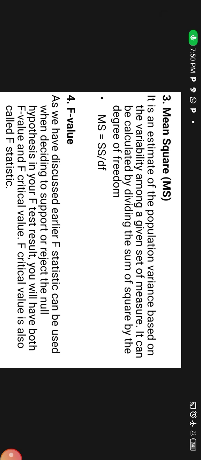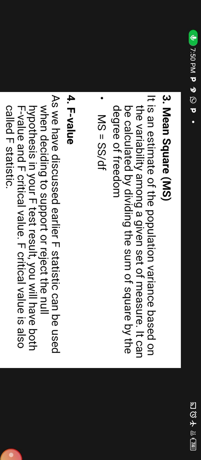Then the third factor is the mean square, MS. This MS is the estimate of the population variance based on the variability among a given set of measures. It can be calculated by dividing the sum of squares by the degrees of freedom. Mathematically, MS is equal to SS over DF. The fourth one is the F value. As we have discussed earlier, the F statistic can be used when deciding to support or reject the null hypothesis.